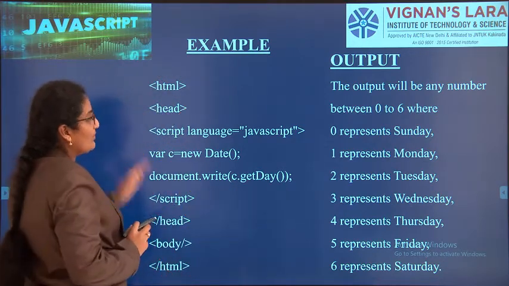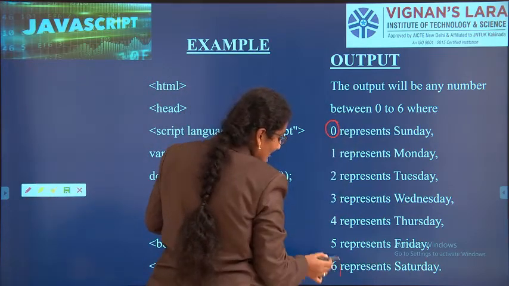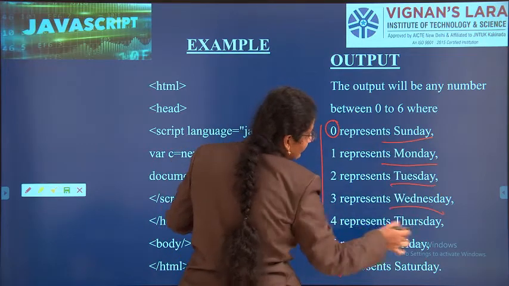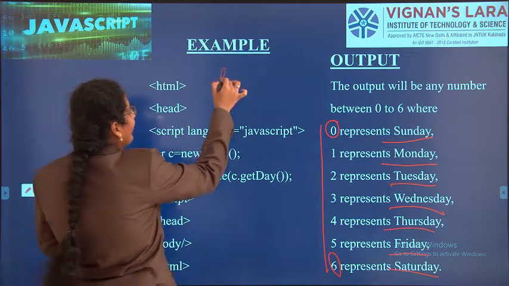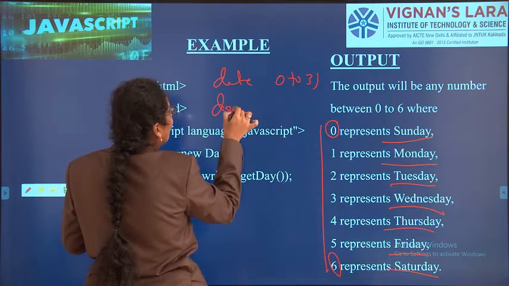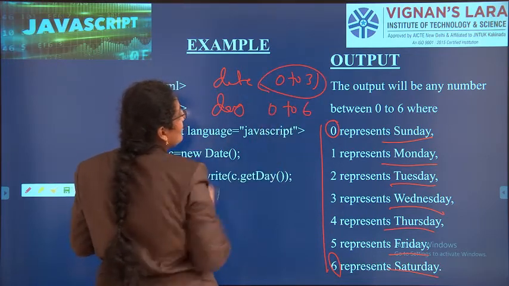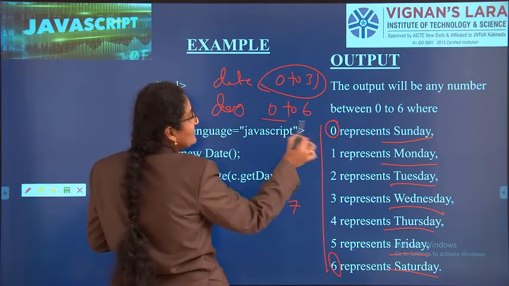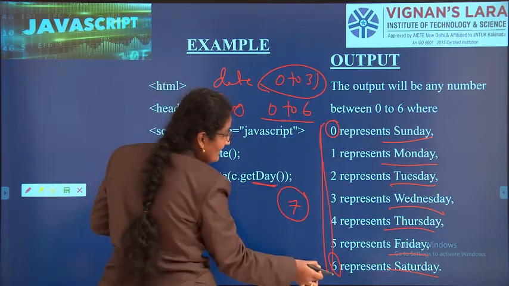So if you write this program, what will be the output? Starting from 0 to 6 you will get. All these are nothing but days of a week. So if you give date, the output will be between 1 to 31. If you give day, the output will be between 0 to 6. Because we have 31 days, we got up to 31. Because we have only 7 days, from 0 to 6 it is 7. So when you give day, you will get 0 to 6 as output.